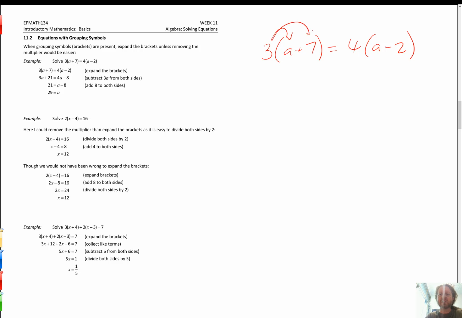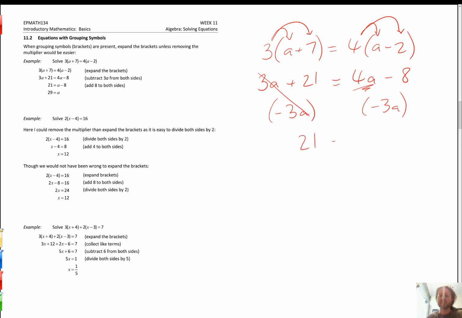Expand brackets, well, that 3 is only times in these two things, so it becomes a 3a plus 3 7 is 21. That 4 is multiplying these two things, so it becomes a 4a and minus an 8. Now there's more a's on the right than the left, so I'm going to let it sit there, and I'm going to take 3a away from both sides. Take 3a away. It's gone. All I'm left with is 21 on the left.